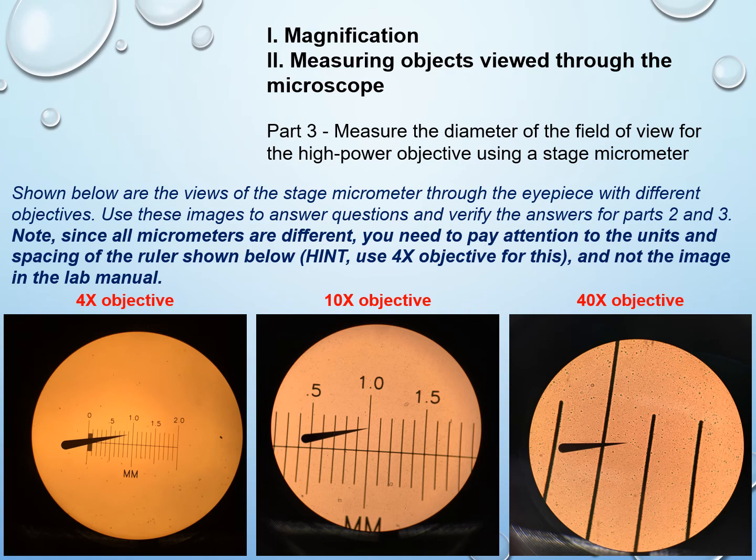Once you know the diameter of the field of view, then it's very easy to determine the approximate size of your cell or specimen that you're looking at by imagining how many of those cells or specimens would fit into your field of view, and then taking your diameter of the field of view, dividing by that number, and getting the estimate.